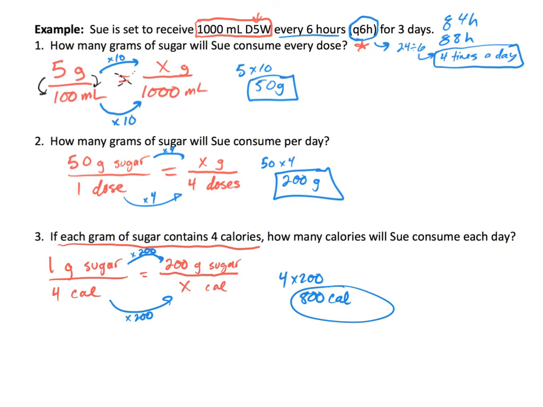Again, in every single example here, I did not use cross multiplication. I used the covariant factor here, looking at what the mLs increased by, looking at what the doses increased by, and then looking at what the grams of sugar increased by, and used that same factor to find the unknown quantity that I was looking for. If you were to use cross multiplication, you would arrive at the same solutions as I did.